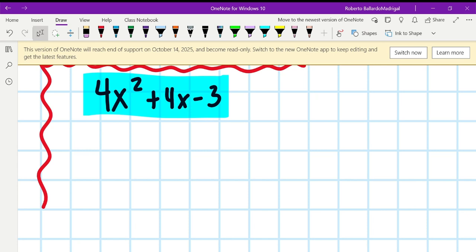Okay. How can I reduce this trinomial 4x squared plus 4x minus 3? Can I do GCF here? No, because there is no common factor between 3 and 4 unless it's 1. But that doesn't work. And because it's a trinomial, what method am I looking at? Xbox method. Okay. You try it, and then you can check with what I get. Try it on your own first.